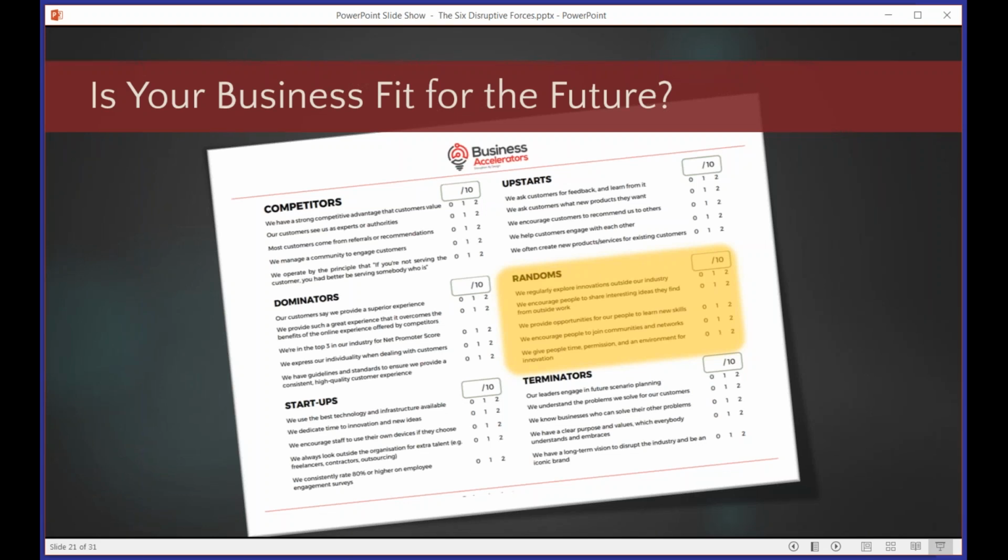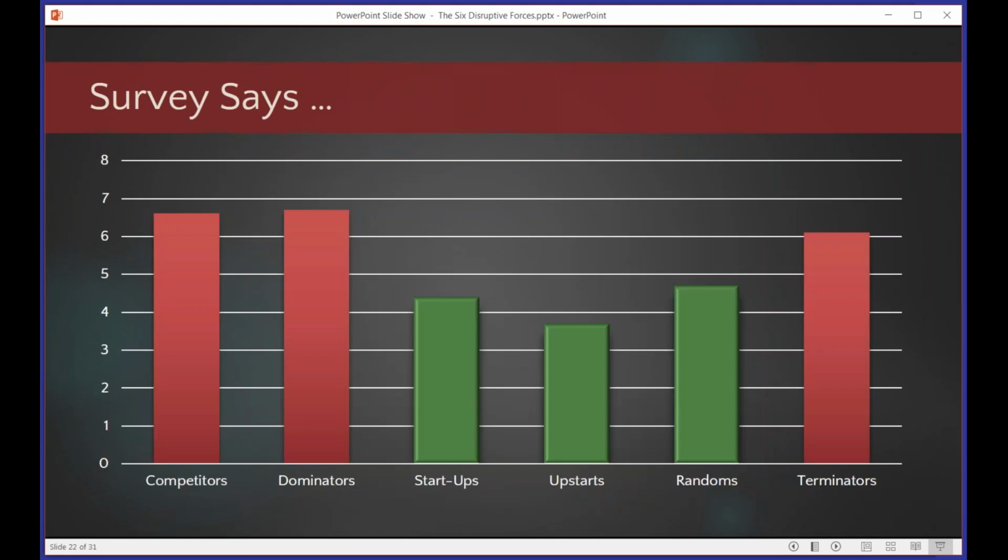So randoms, if you remember that example I gave you with Qantas and AIA, these are random technologies that could affect you. The reason I picked this one is because when I've done this survey, and we do this in business accelerators, I also do this with conference audiences and clients, and generally, based on the overall stats, if you do the complete survey of all 6 areas, most people end up scoring the lowest in these 3 in the middle: the startups, upstarts, and randoms.